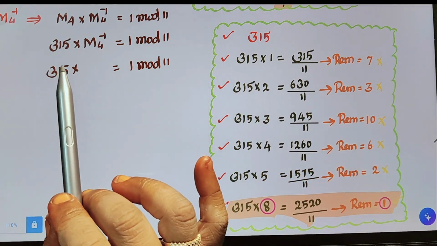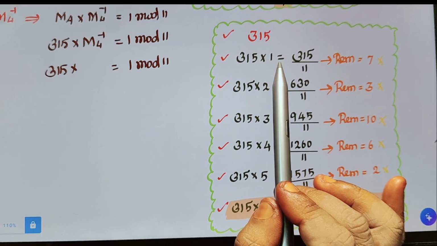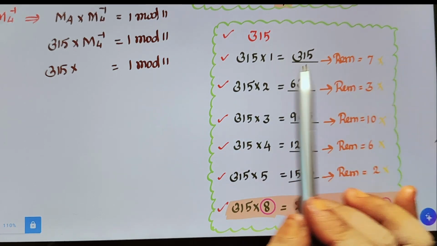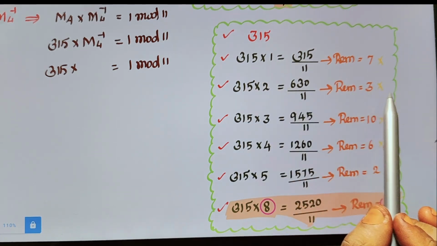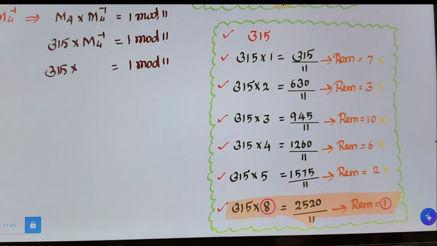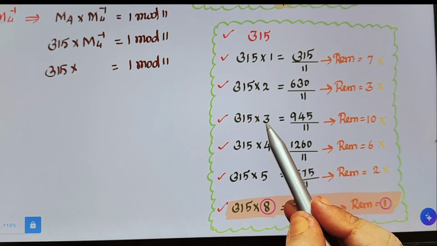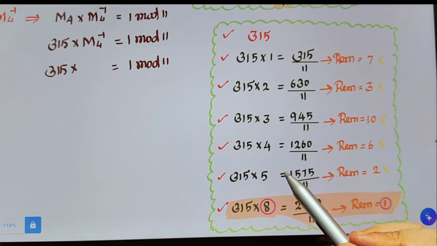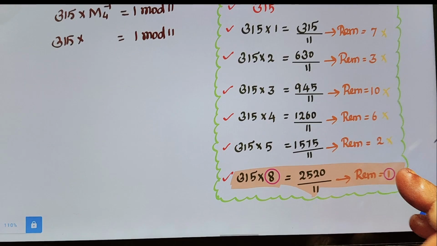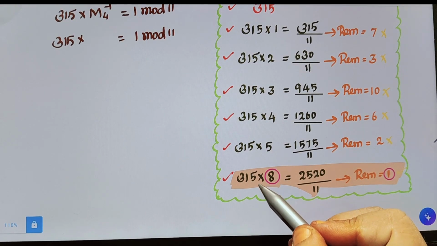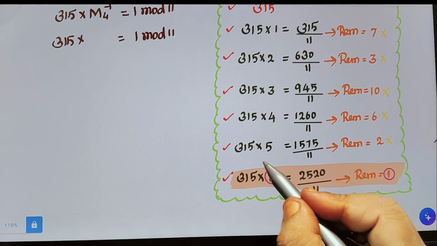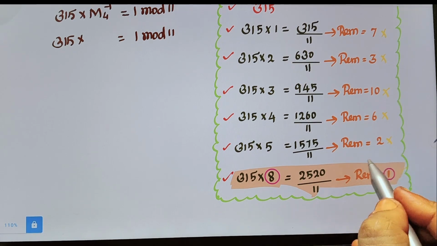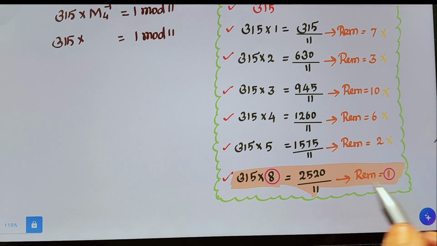315, that's M4. Okay, 315 multiplied by 1, the remainder value is 7. So that's wrong. And then 315 into 2, the remainder value is 3. This also can't be taken. 315 into 3, the remainder value is 10. Likewise we have to go up to 5, then 6, 7, randomly multiplying the number. We wait for the remainder value to be 1, right?